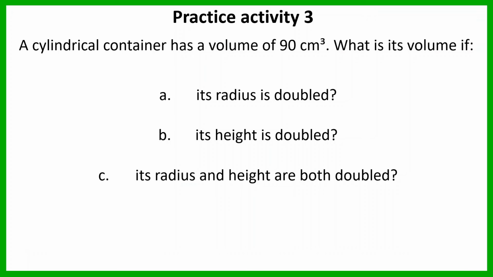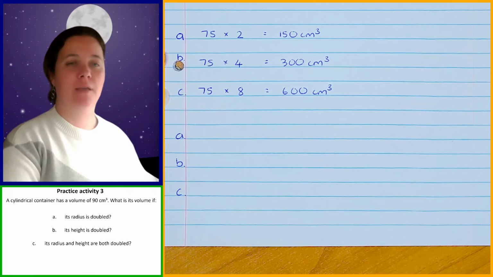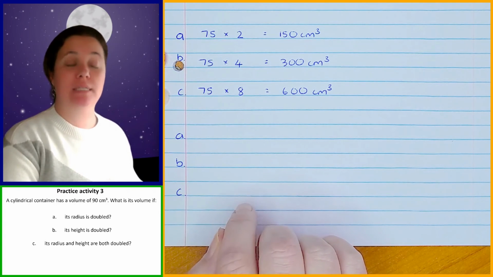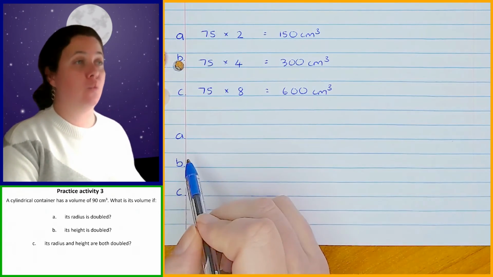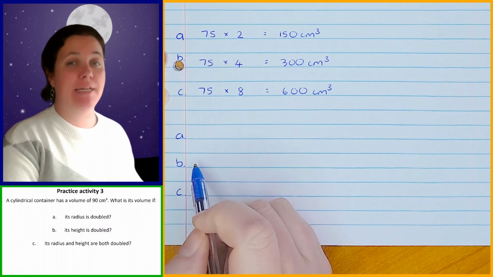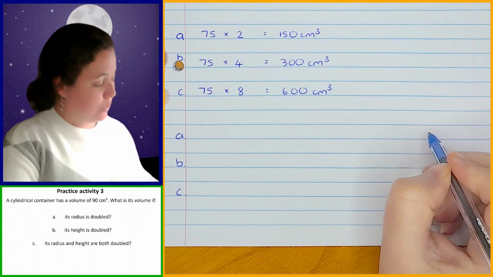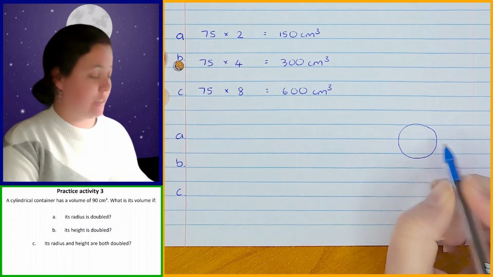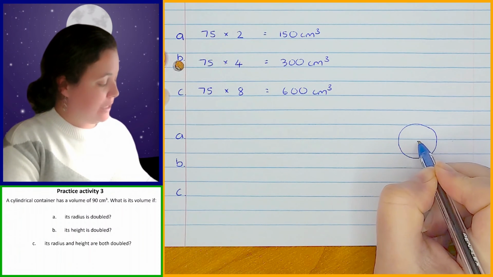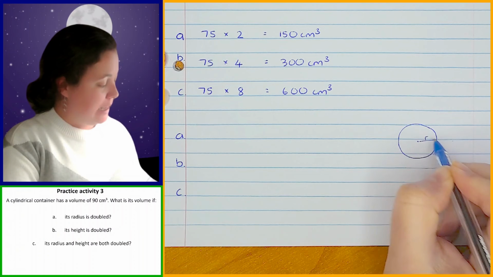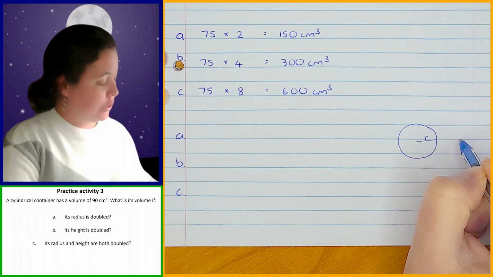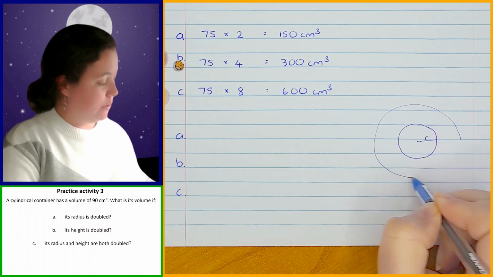Okay, so let's go through that question and see what you should have got. Right, now like I said, you have to think a little bit more carefully about this one because you're working with a cylinder. So first question was, what will the volume be if its radius is doubled? Now you need to remember that with a cylinder, the base shape is a circle. Now if I take the radius and I double it, then the whole circle is going to end up bigger.